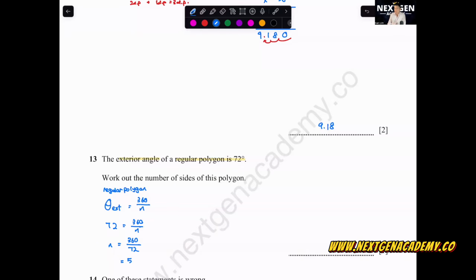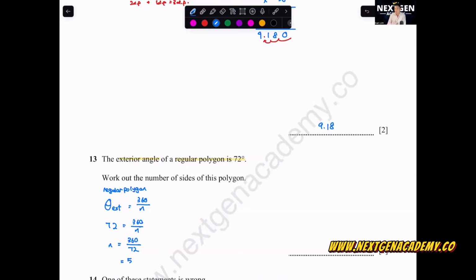For practice sake, what is the formula for interior angle for a regular polygon? Because this might be a possible question that will come out also. What is interior angle? Anyone type in the chat? N times 180. No. N minus 2 times 180.